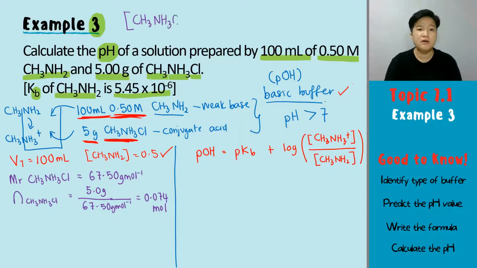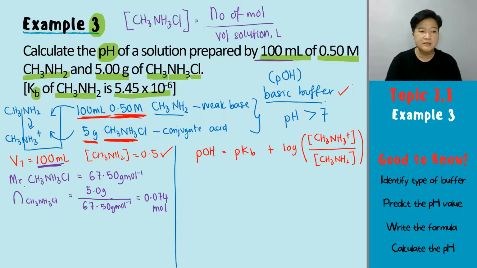The molarity formula equals the number of mole over the volume of solution. But if you remember, the volume of solution that we need in here is in liter, right? And the volume of solution that we have right now is 100 milliliter. Can you see the 100 milliliter? So that is the volume of my buffer solution, okay? Therefore, the volume of solution will be 0.1 liter.